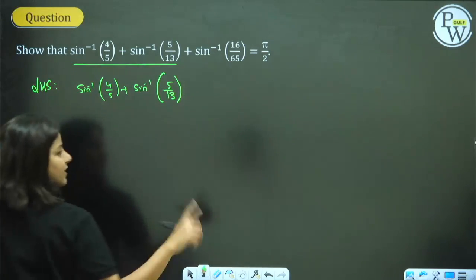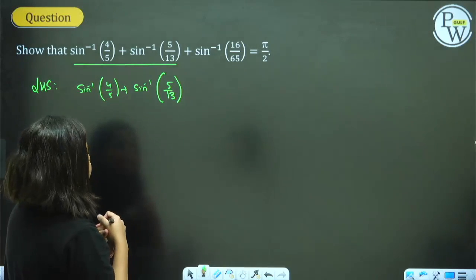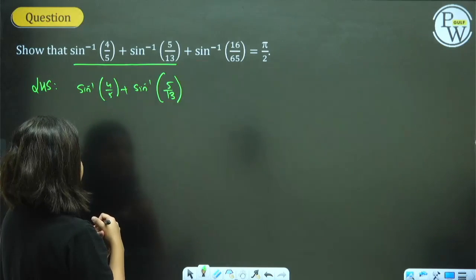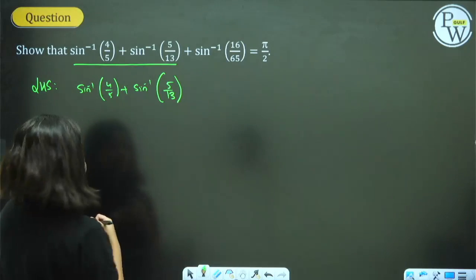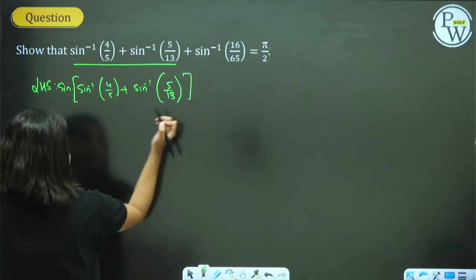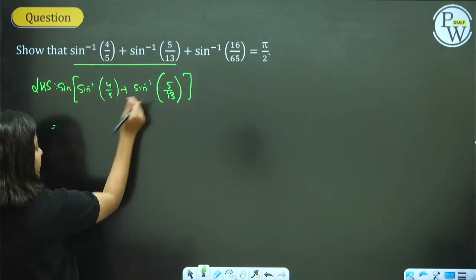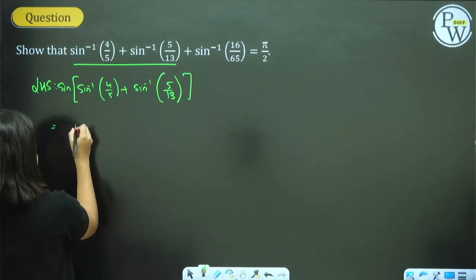Third term we will consider later. So from the first two terms, what is sin inverse of 4 by 5? Let's take sine to simplify. So sin(A plus B). Sine of A plus B is sin A cos B plus cos A sin B.